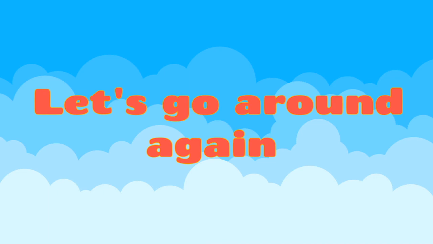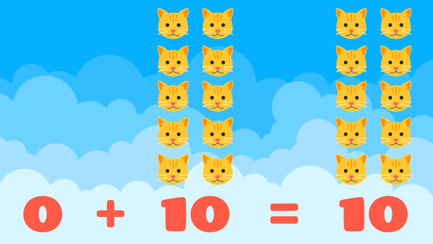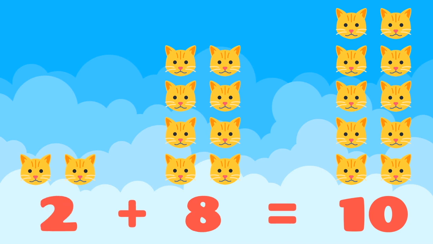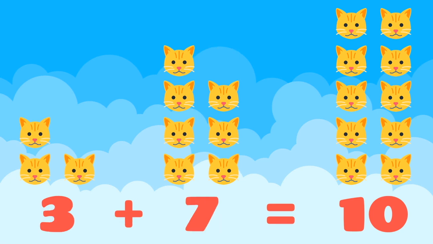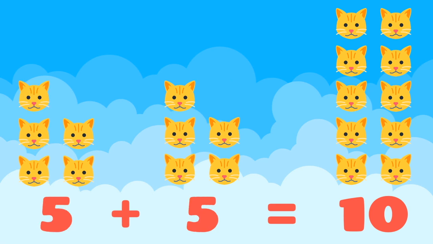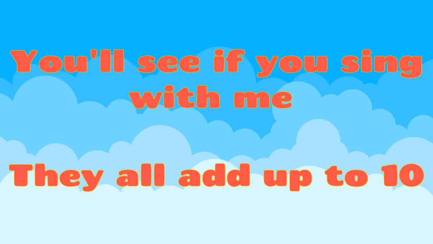Let's go round again. 0 plus 10 is 10. 1 plus 9 is 10 again. 2 plus 8 is really great, 'cause it adds up to 10. 3 plus 7 is 10. 4 plus 6 is 10 again. 5 plus 5 will make us jive, 'cause it adds up to 10. You'll see if you sing with me, they all add up to 10.